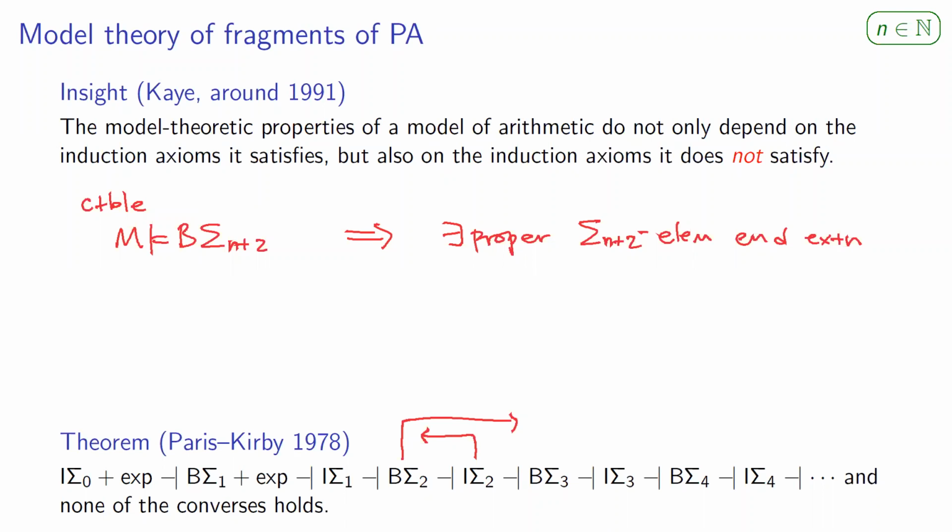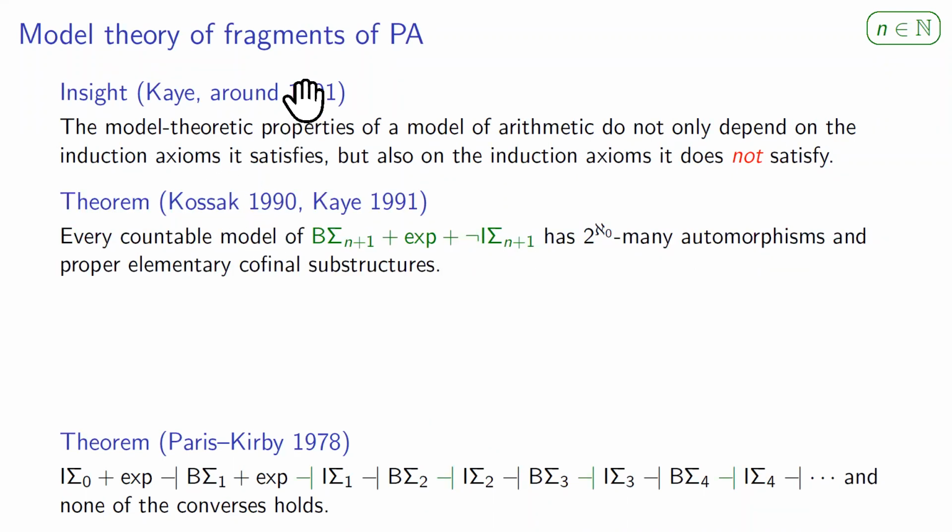One example that I wish to start with, which is where Kay's insight originated, is that if you have B sigma n plus 1, but not the next level of induction, not I sigma n plus 1, then all the countable models will have continuum many automorphisms, a maximum number of automorphisms, and they all have proper elementary cofinal substructures, actually infinitely many of them. So if you are at the level of B, but not the next I, then your models are guaranteed to be very rich, with lots of automorphisms, lots of elementary substructures.